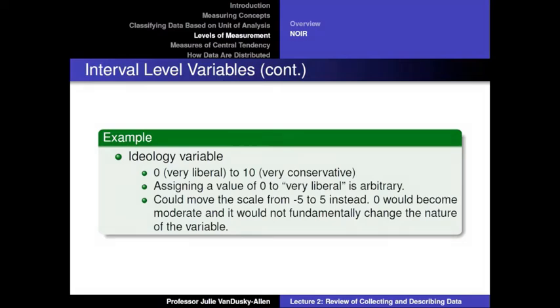Ideology could be an interval level variable. You could have a continuous variable that ranged from 0, extremely liberal, to 5, moderate, to 10, extremely conservative. But the 0 in this case is an artificial 0. We could have moved the scale from -5 to 5, and 0 would become moderate, and it would not fundamentally change the nature of the variable.